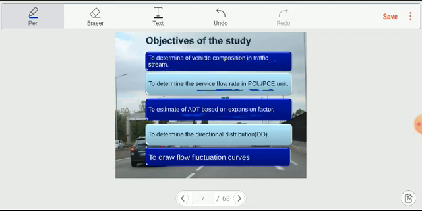very, very important, and also to determine the distribution factor, or the directional distribution. Sometimes we call it just DF, which is the distribution factor. So if you have a highway and it's two-way, the ADT should be given for both this side and this side, and between them, the split, we call it the distribution factor.